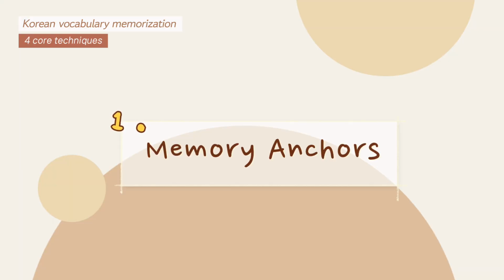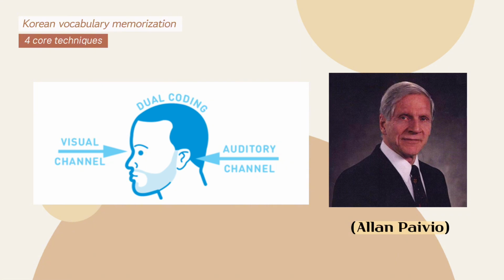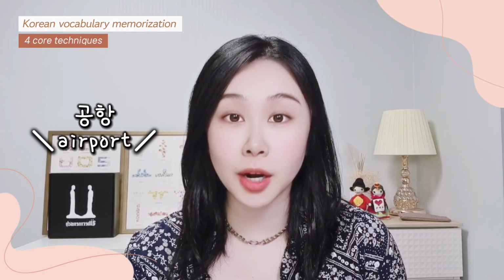Memory anchors. This method is based on the dual coding theory by Allan Paivio. In simple terms, we remember things better when we connect words with images or emotions, not just text. As an example, we'll use the word 공항, airport.